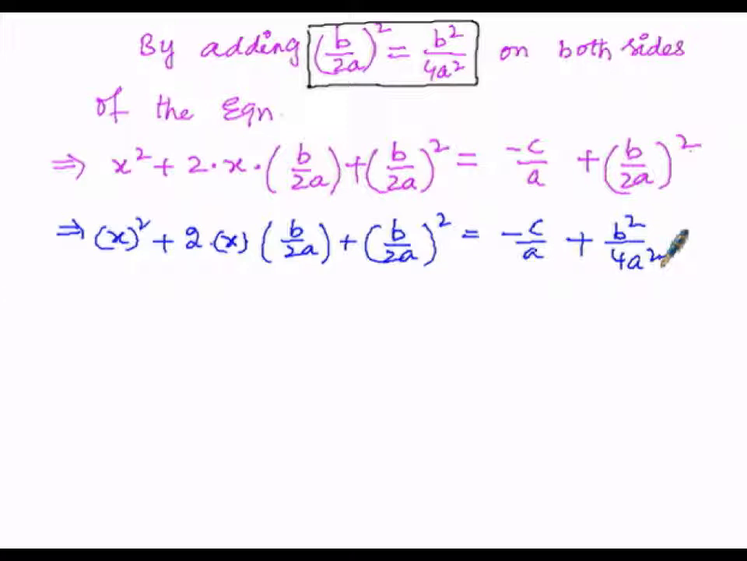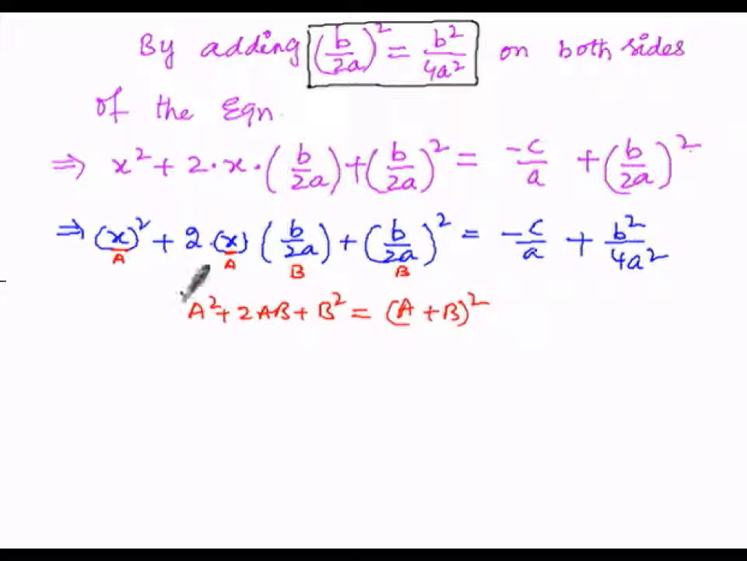Now, when I assume x as a and b by 2a as b, it is in the form of a square plus 2ab plus b square. Here we know a square plus 2ab plus b square is nothing but a special product, a plus b whole square.